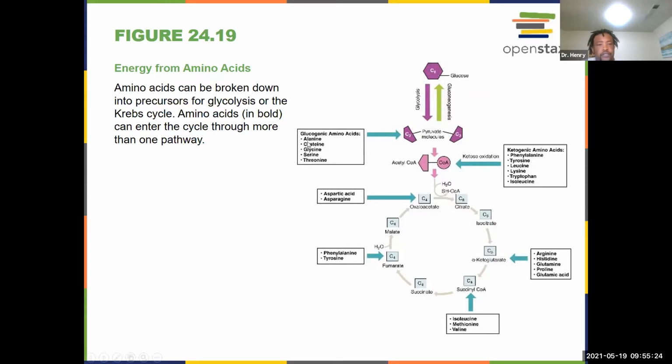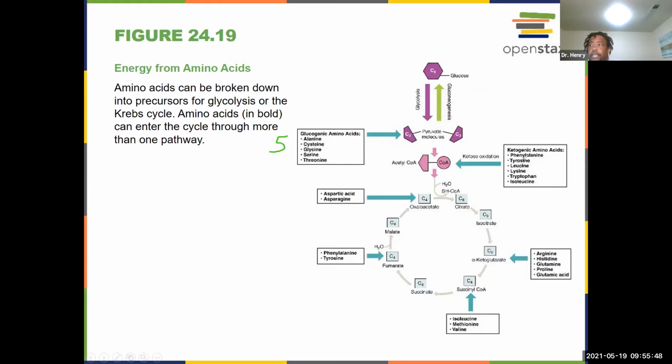Those are going to be alanine, cysteine, glycine, serine, and threonine. And you guys remember that there are 20 amino acids that are used in the makeup of proteins, right? And so that's 5 of the 20, right?